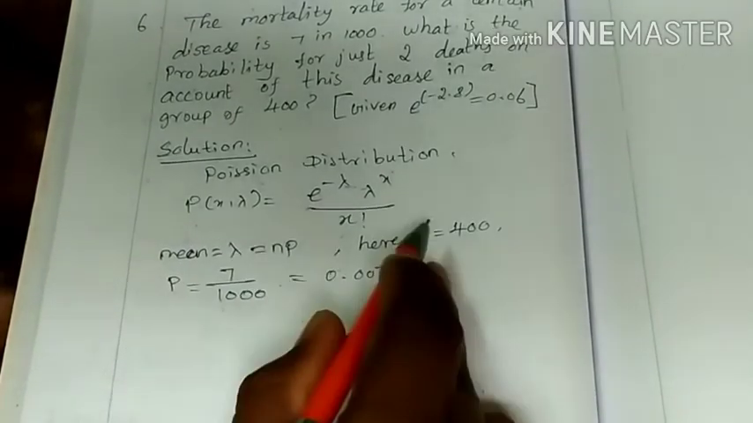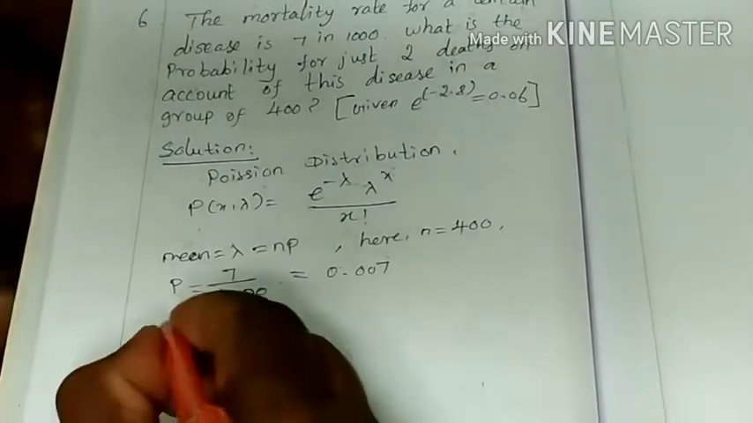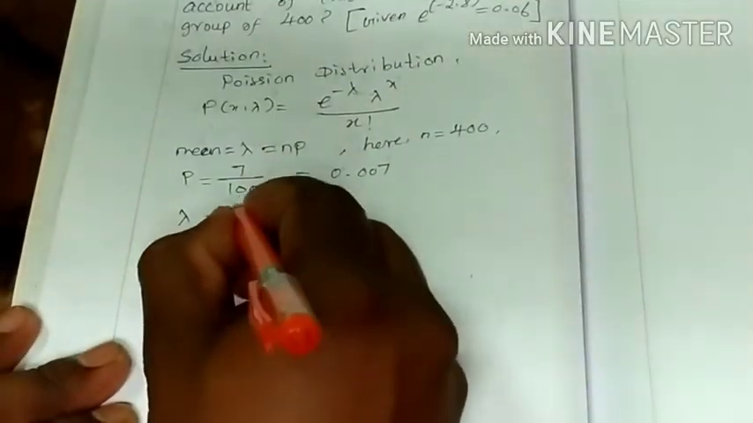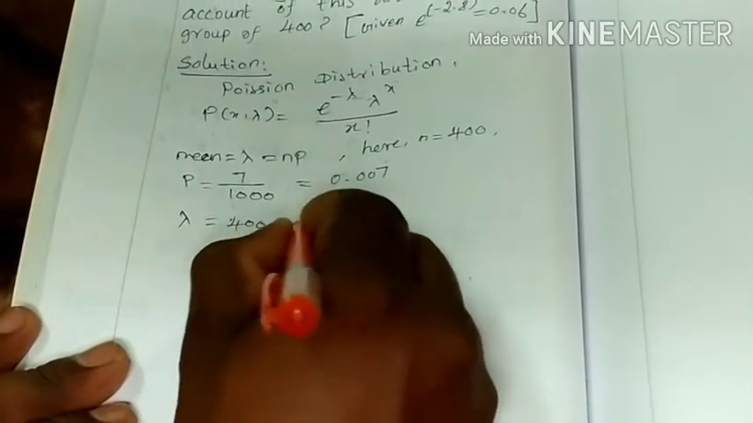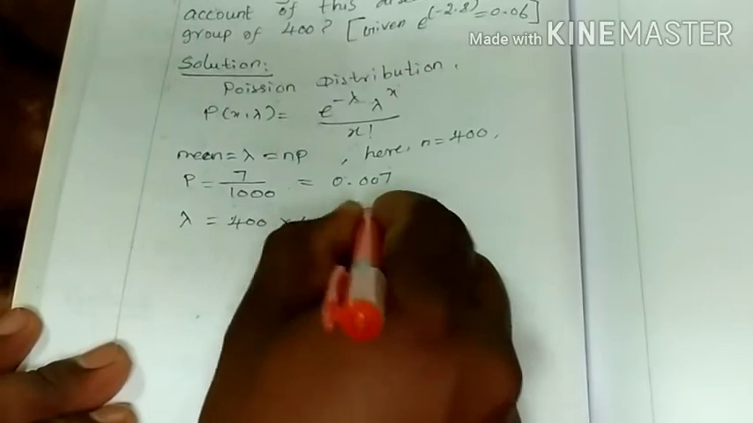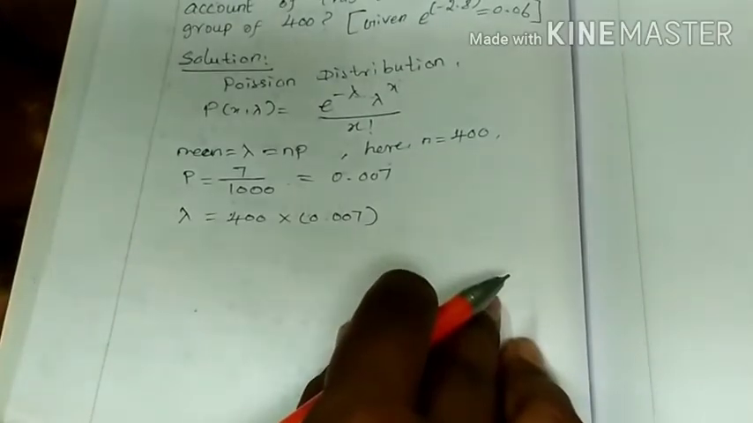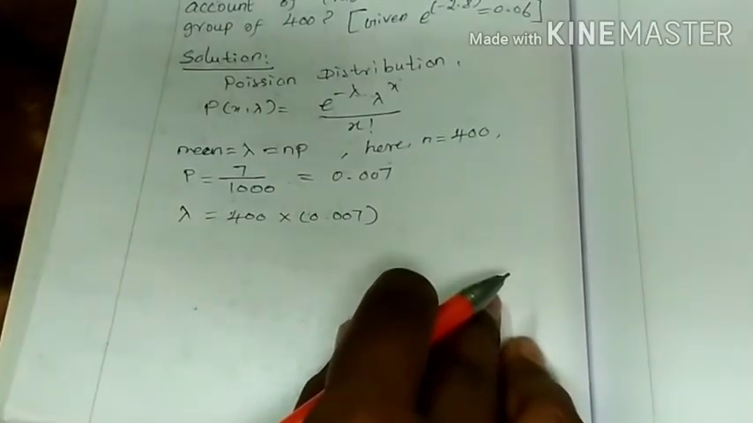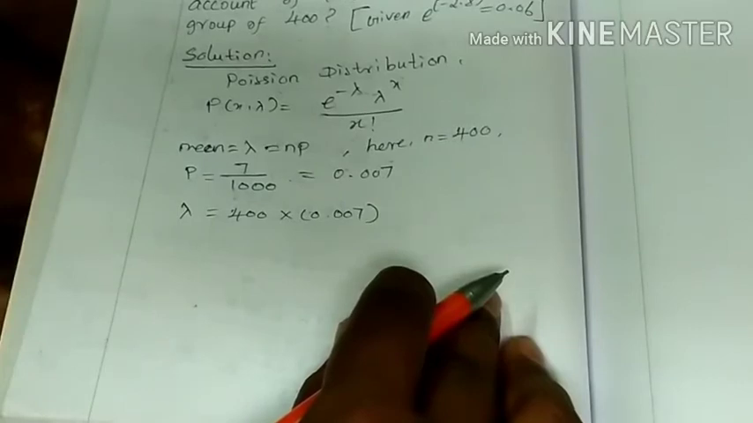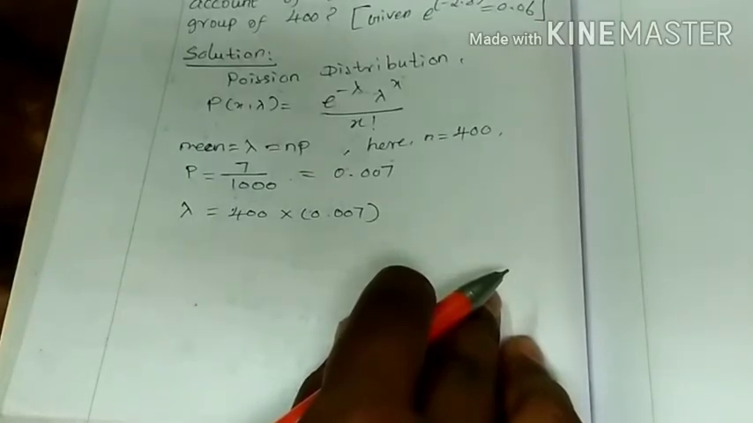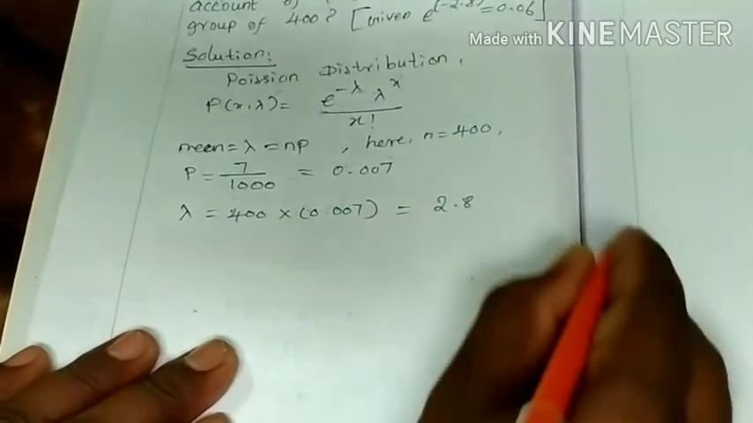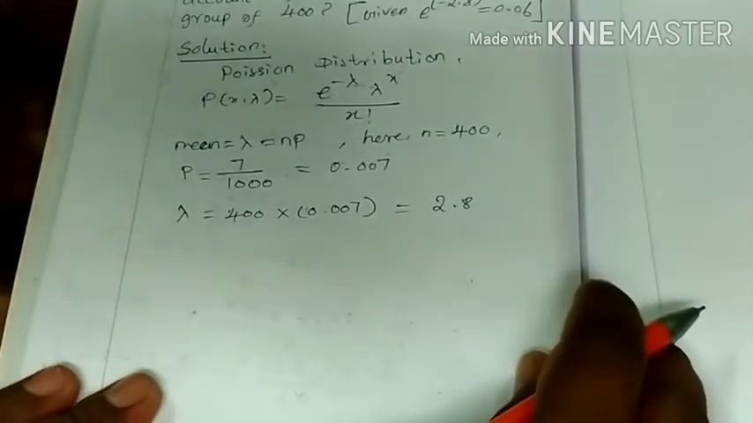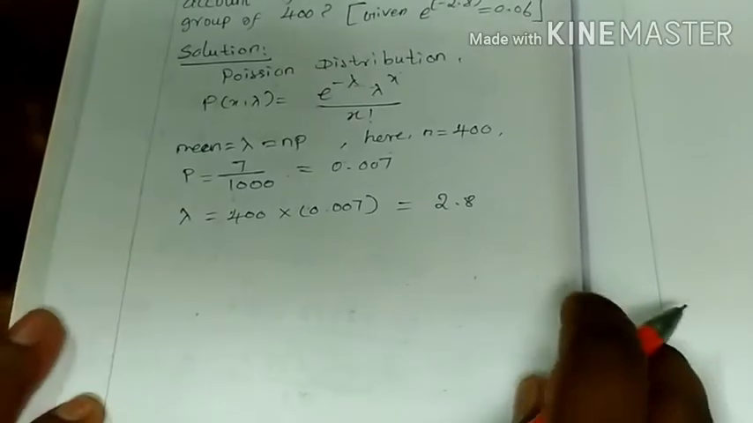So now we have n and p. So find the lambda. Lambda, the mean, is equal to np. The n value is 400 into the p value 0.007. Multiplying this value into 400, you get 2.8. This is your lambda.